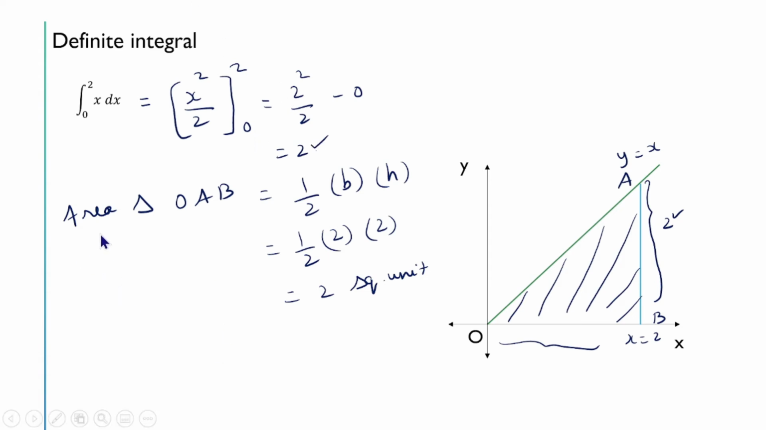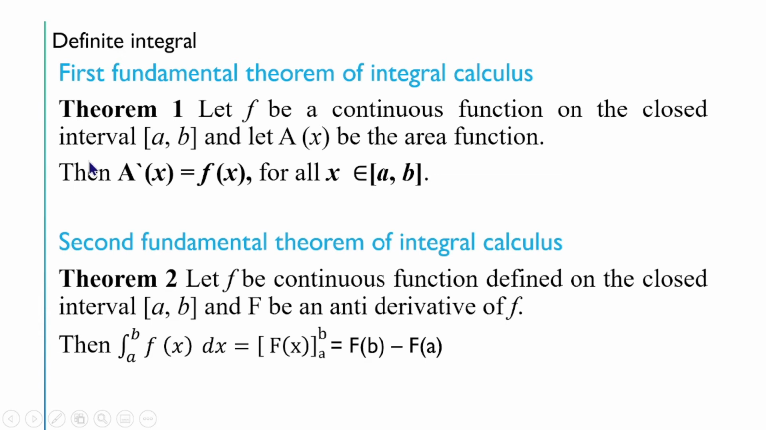So here we can see that the area of triangle ABC is equal to 2 square units, and the area bounded by integral 0 to 2 x dx is also 2 square units. Now this is the reason why we say definite integral as area under curves. Now we will see the first fundamental theorem of integral calculus.